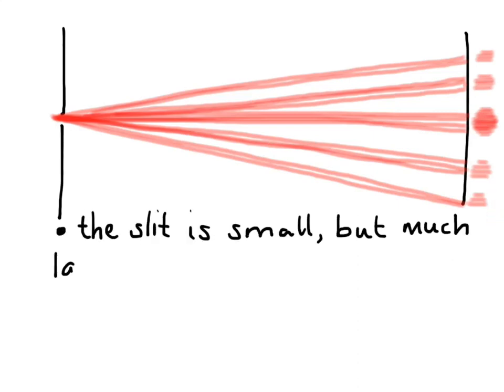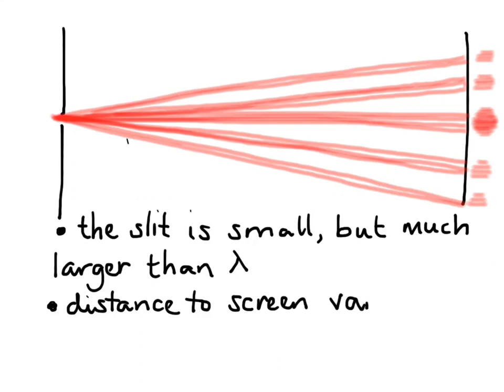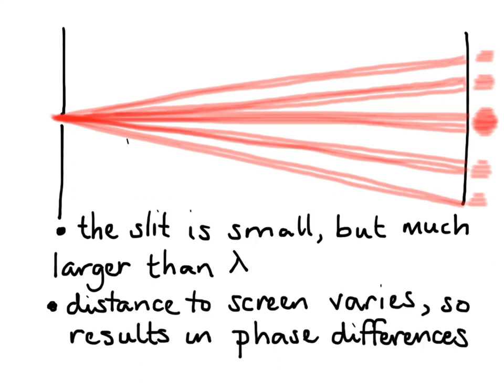So just remember, key points: the slit is small but much larger than a wavelength, and the distance to the screen varies between the top of the slit or one side of the slit and the other. So you get phase differences that can be constructive at the bright fringes or destructive at the dark fringes.